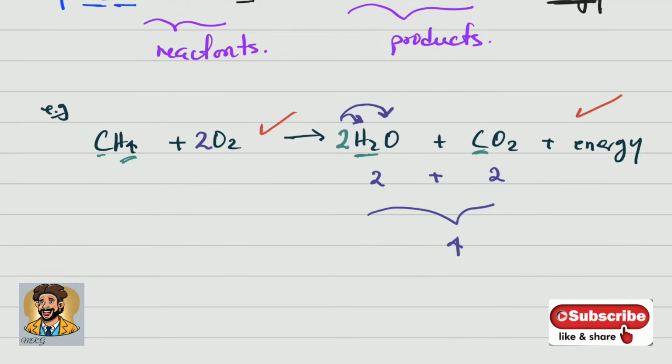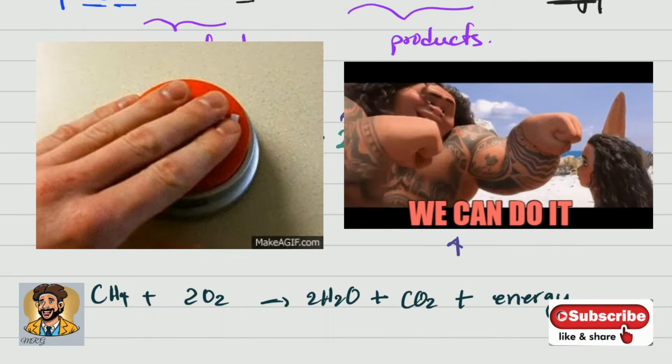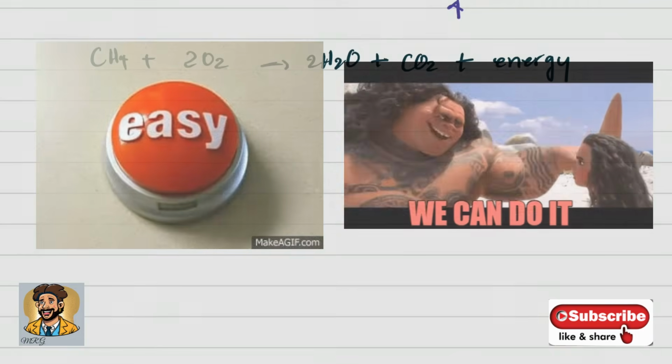Let's write the clean reaction, the final clean reaction. And then we get CH4 plus 2 O2 will give 2 H2O plus CO2 plus energy. There we go, and this one is the balanced equation.